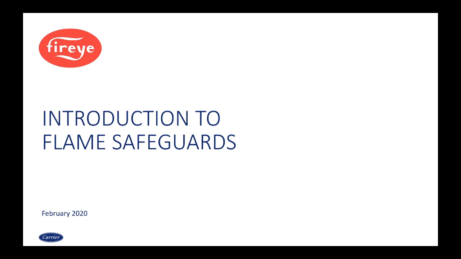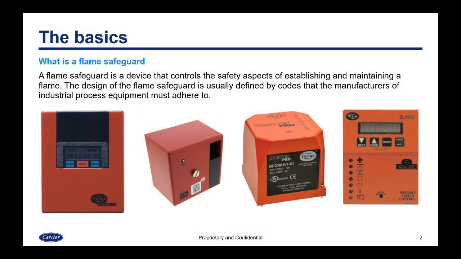So the basics. What is a flame safeguard? A flame safeguard is a device that controls the safety aspects of establishing and maintaining a flame. The design of the flame safeguard is usually defined by codes that the manufacturers of industrial process equipment must adhere to. So basically the flame safeguard is the part of the burner that establishes the flame, makes sure that the flame is present, and establishes the sequences to get that flame established in the first place.